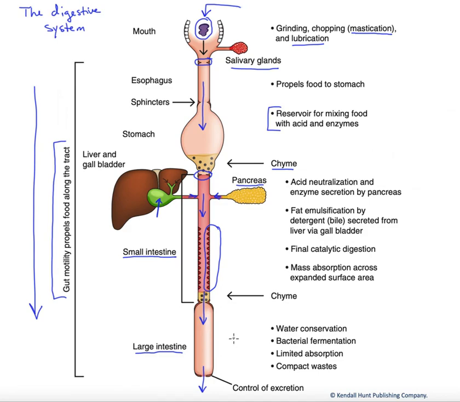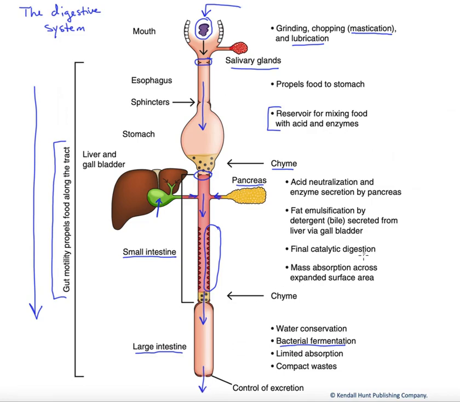And one other thing that happens here is we have this huge bacterial colony that lives in this colon, this large intestine. That actually helps produce certain vitamins, helps break down some of the undigestible food products that we eat. We can actually get more nutrition from our food because of that. And then we're going to compact what's left over and excrete that as our waste.